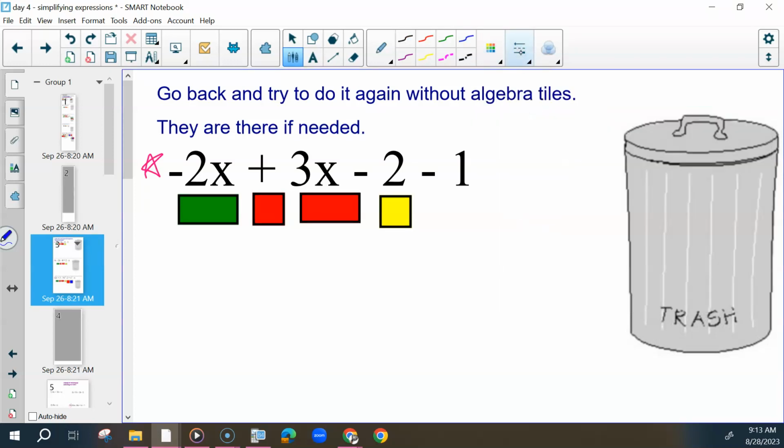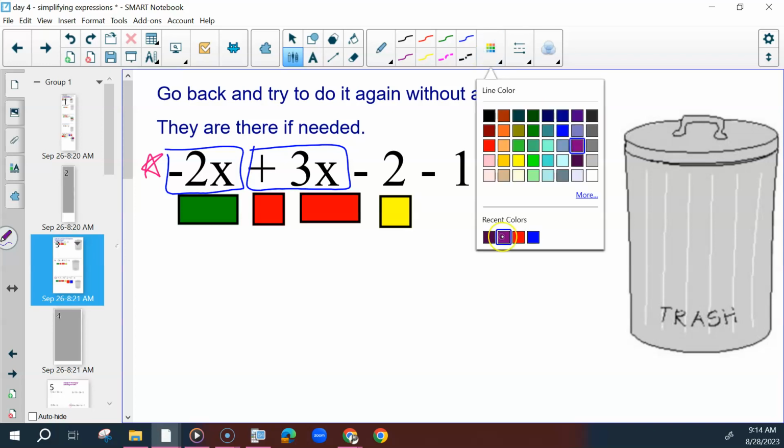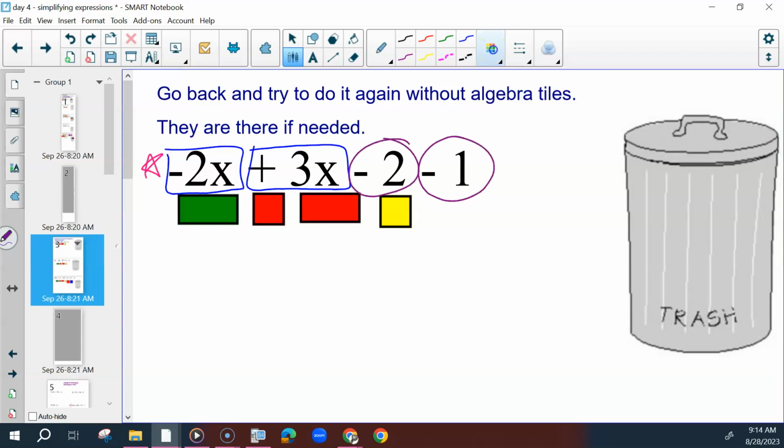When we do this without the algebra tiles, we want to find, so like the other day, the last week when we were grouping terms together, we were sorting them into like terms. We're going to do the same thing. Find like terms. Terms that have a variable but have the same variable, and I'm going to box these in to show me that these two are like terms. And then I'm going to do the same thing with these constants to show that these do not have a variable. These both don't have variables, and they can be combined. They are like terms.